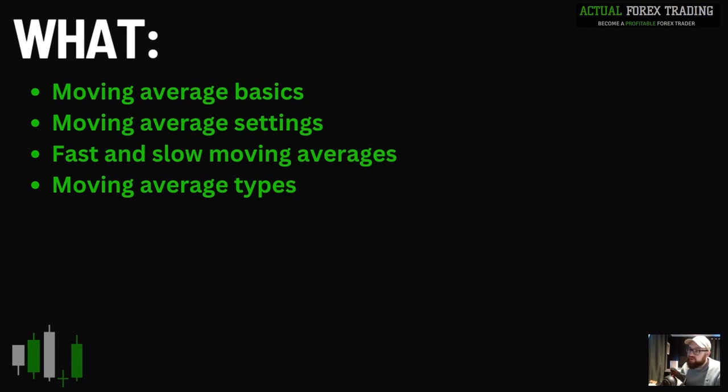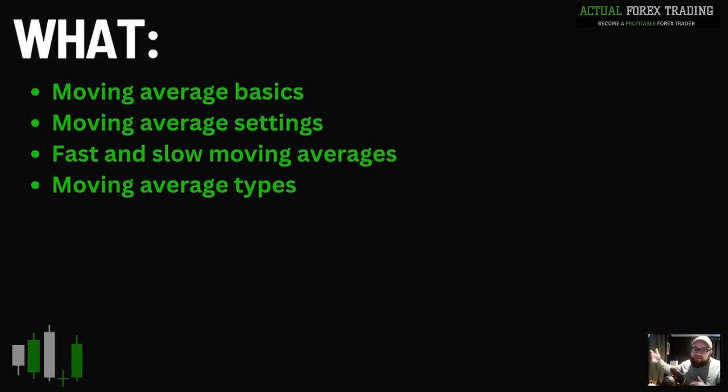A fast moving average is a moving average that has a low period, a low setting, a low length, such as 5, 10, 15, 25. So these are faster moving averages. They're not calculating as much data, and the characteristic of these fast moving averages is they're generally closer to price and a bit more jumpy.